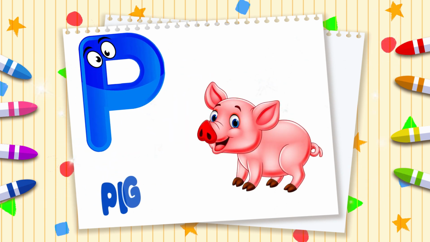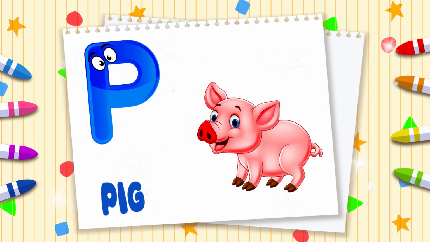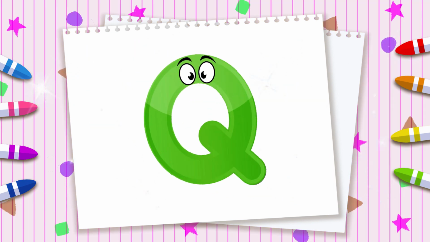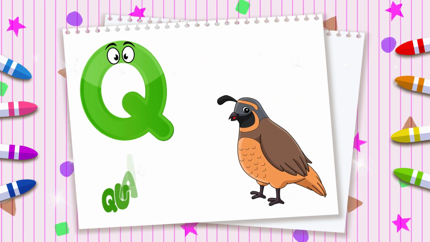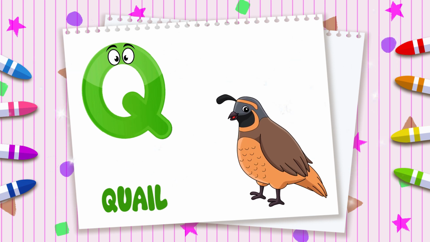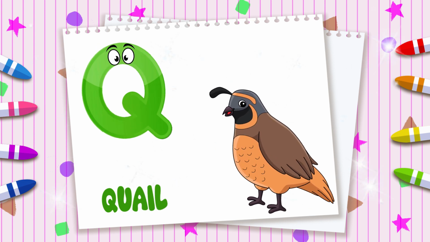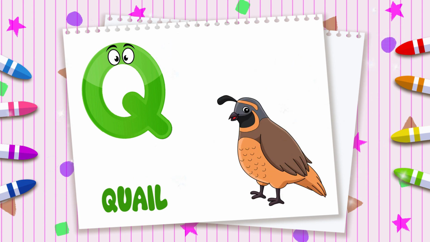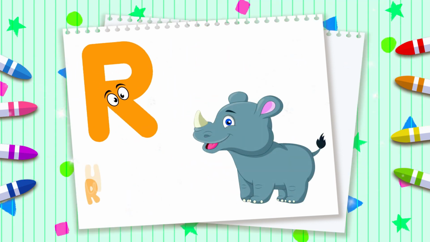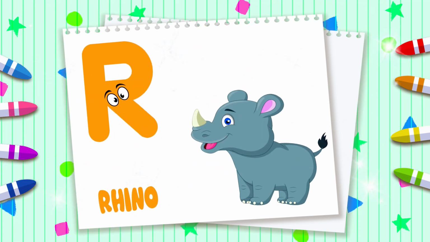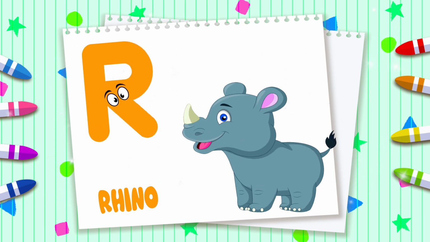P is for pig. P, p, pig. Q is for quail. Q, q, quail. R is for rhino. R, r, rhino.